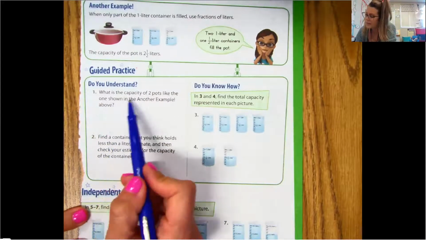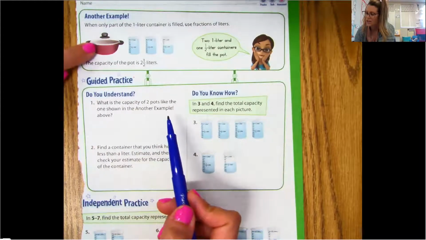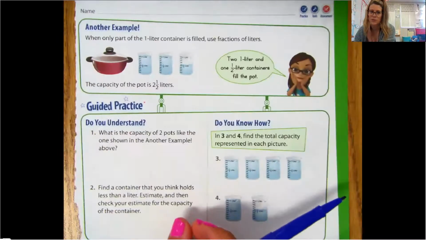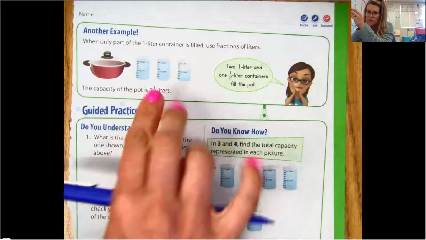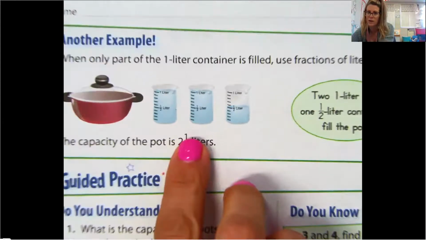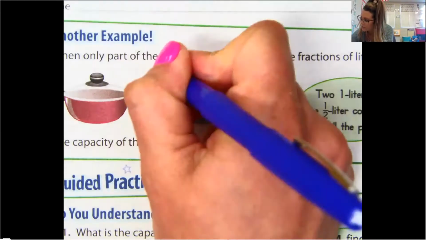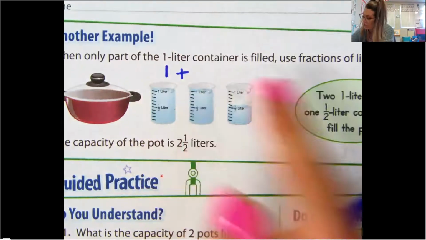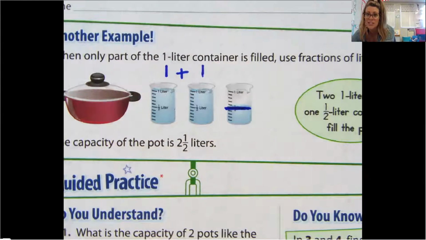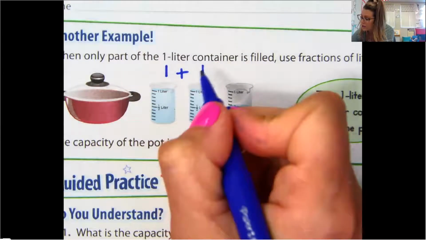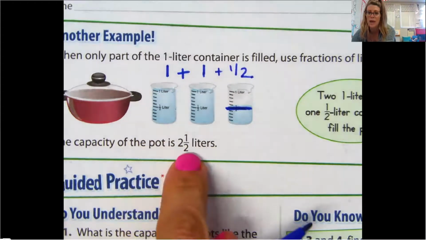What is the capacity of 2 pots like this one? Okay, so let's look at this one. The capacity of this pot is, well, let's look before they tell us. If we look at our measuring cup, if you fill this whole thing up, that's 1 liter, plus another whole liter, plus, back to our fraction time machines, that's half, right? So 1 plus 1 plus half equals 2.5.